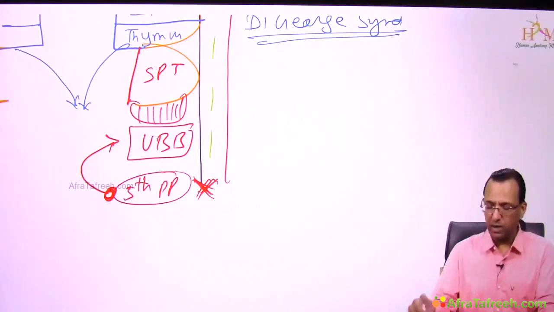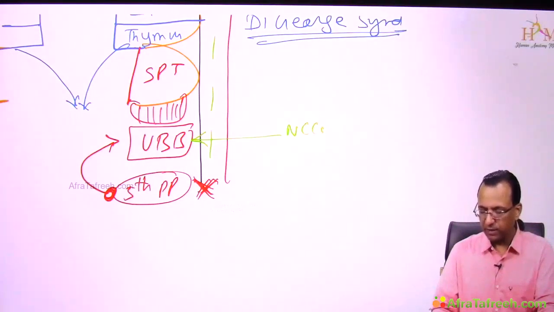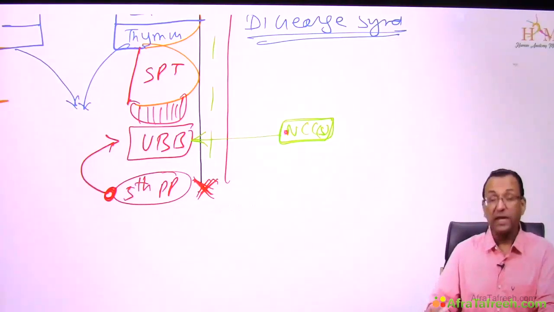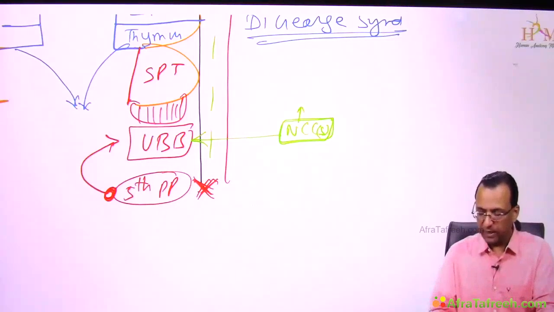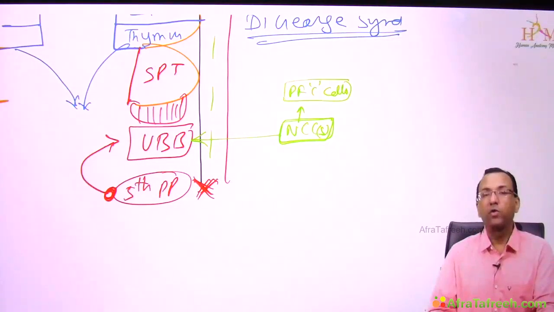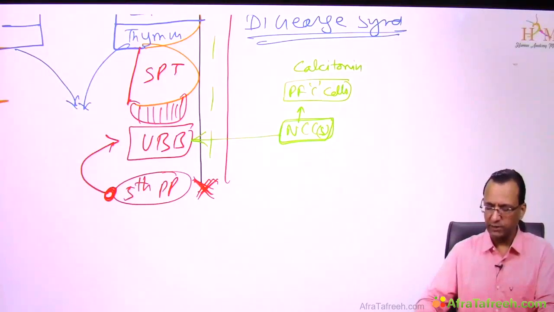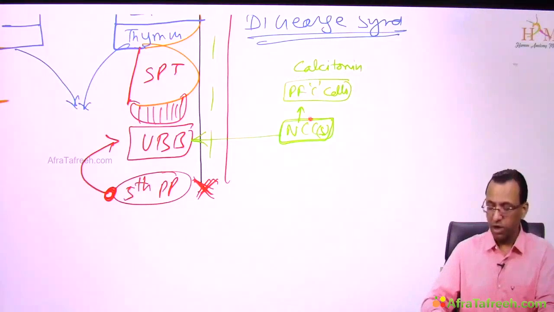It is required by the neural crest cells. Neural crest cells will come and populate the ultimobranchial body. When they populate it, they will change into parafollicular C cells and give the C hormone in the thyroid. What is the C hormone? The calcitonin hormone. So the thyroid gland has some calcitonin-secreting cells. Yes, they are called parafollicular C cells, and they come from neural crest cells.